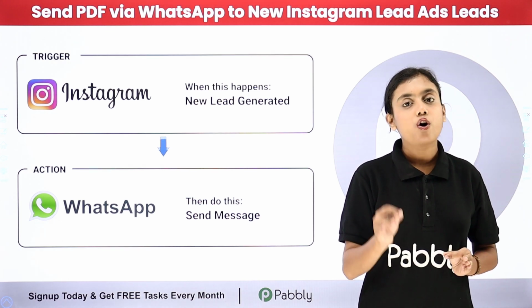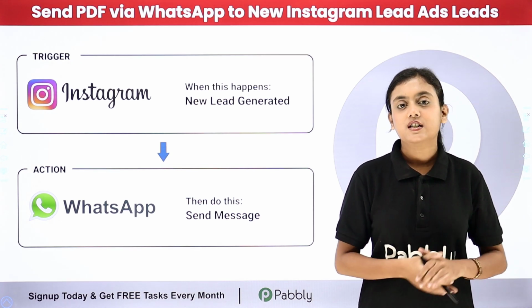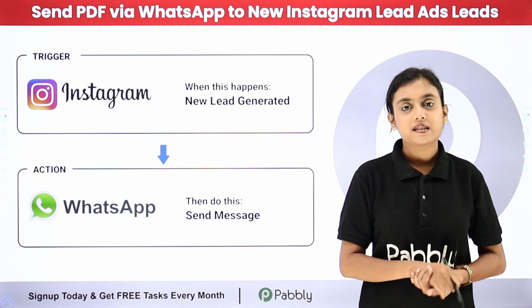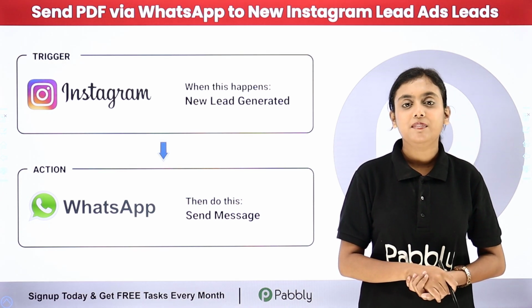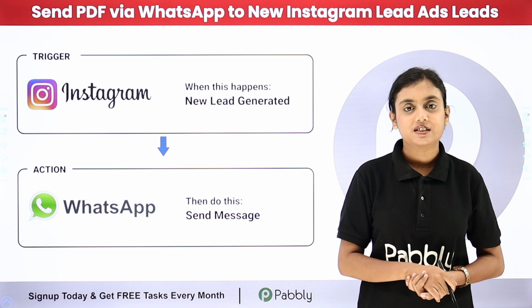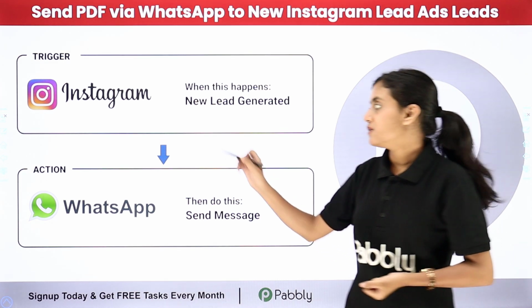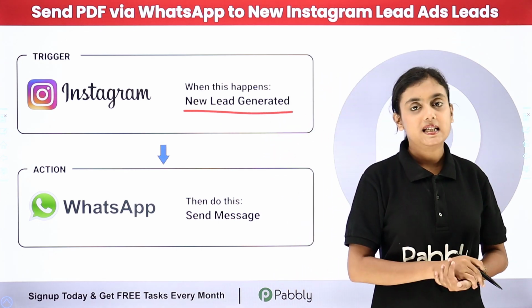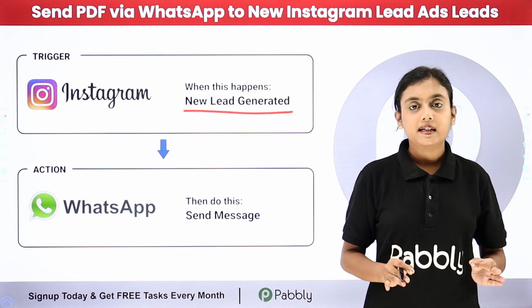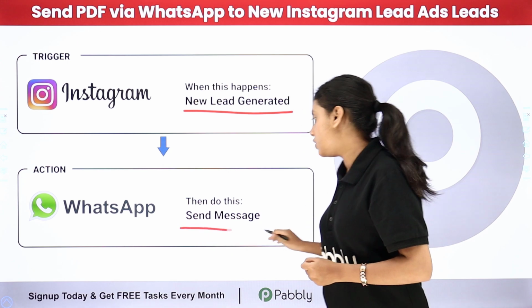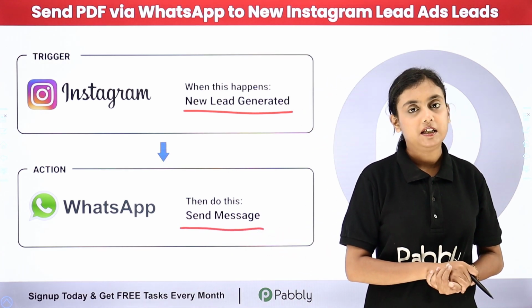And if I do all this manually, it is going to take me a lot of time. So what I did was, I simply created an automation using Pabbly Connect, which is an amazing automation and integration software. So in this automation, as soon as a new lead is generated using Instagram lead ads, a WhatsApp message is automatically forwarded to the lead with the attachment of the PDF file.